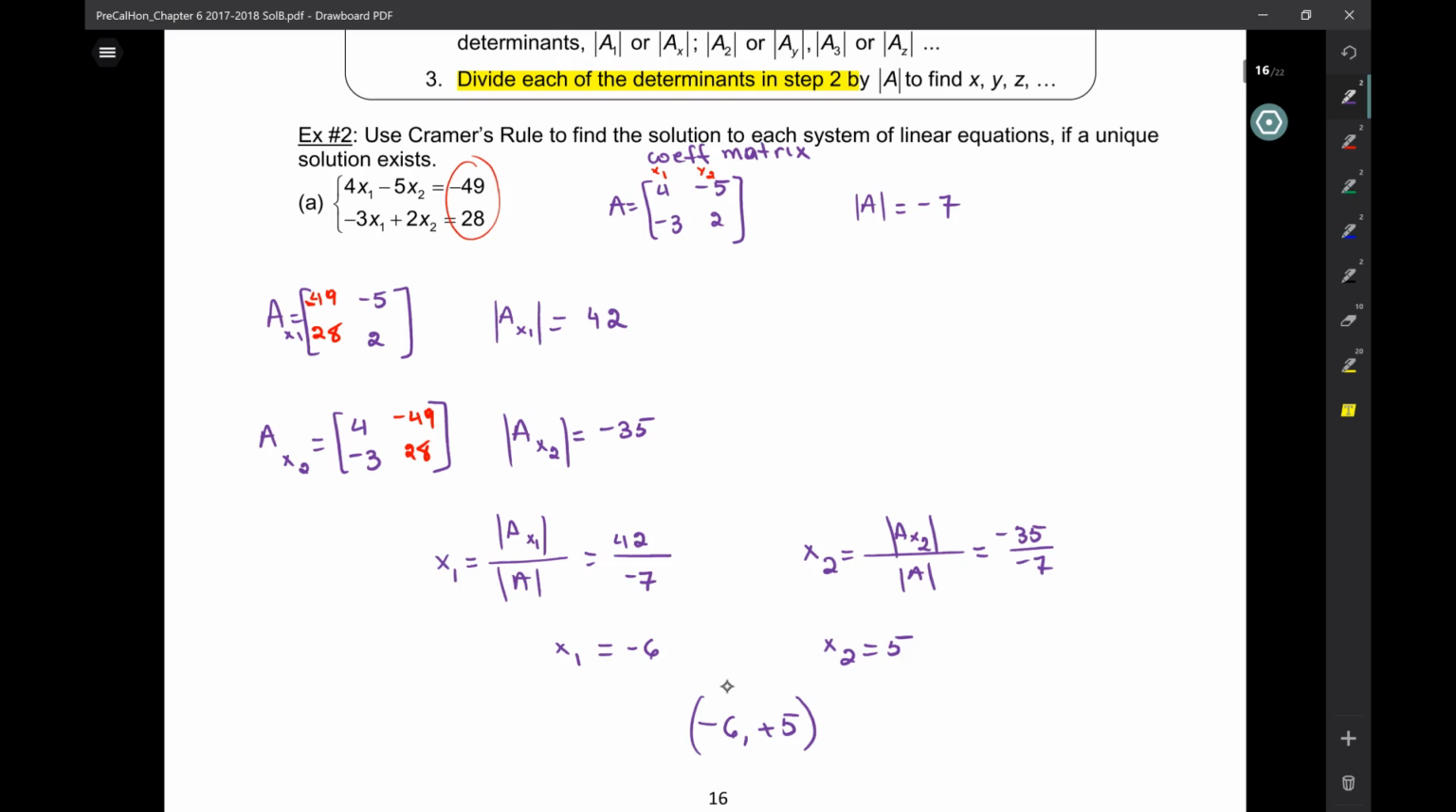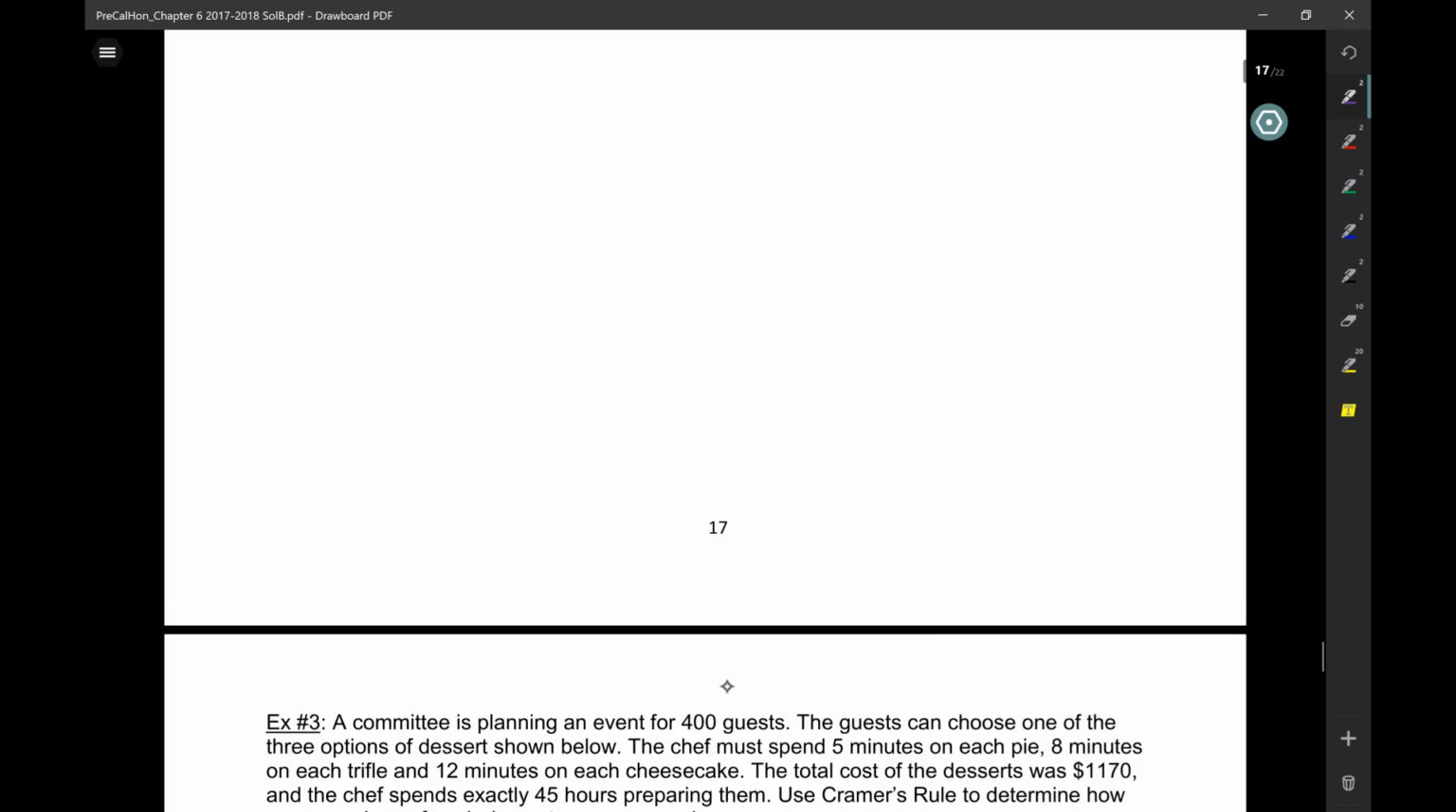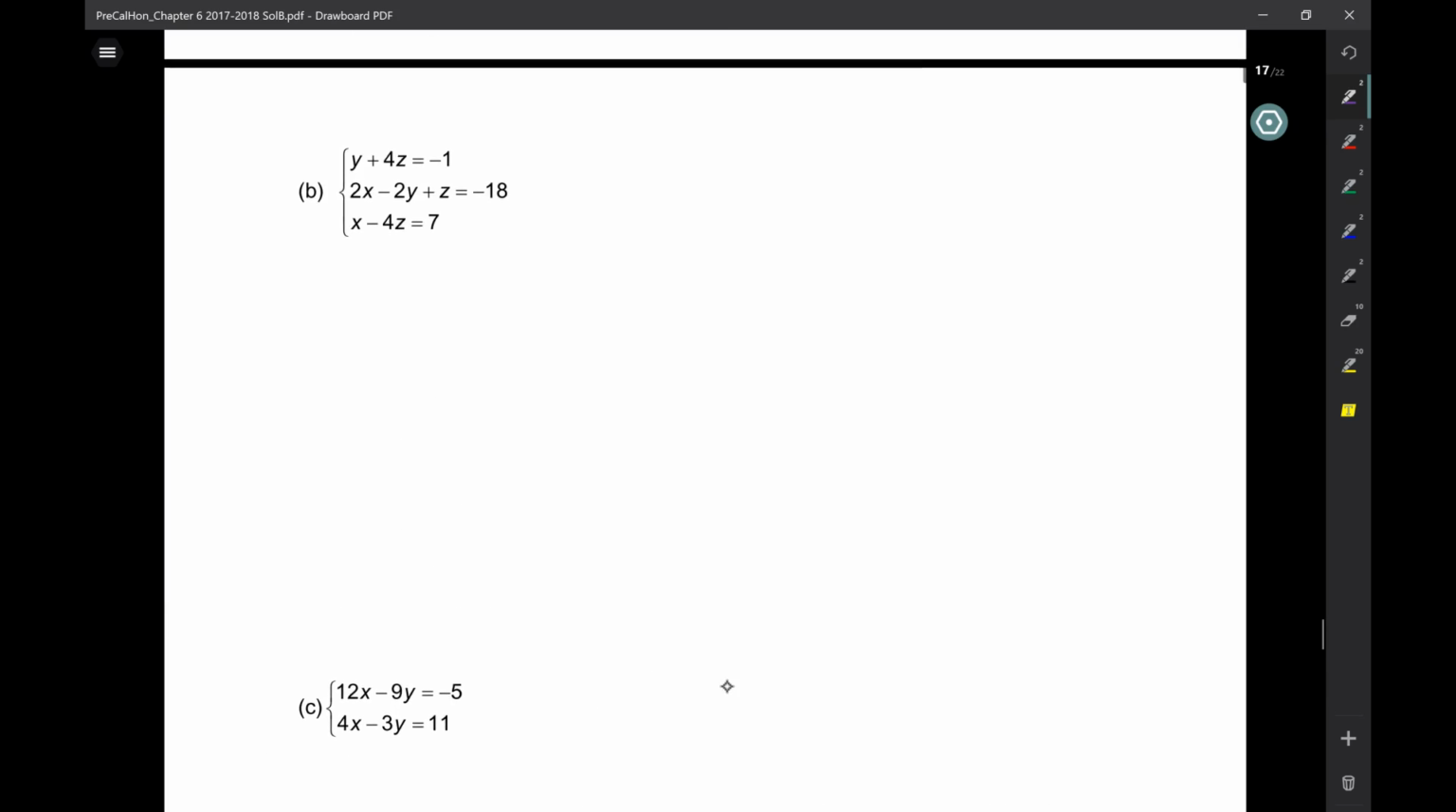This is so much fun because you just get to do determinants. You don't touch the rows. You don't touch anything. Okay, here, let's do this one. Let's do this one by Cramer's rule.